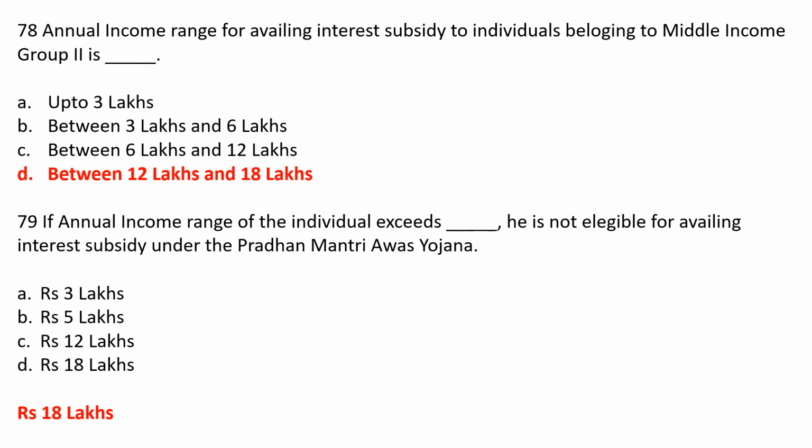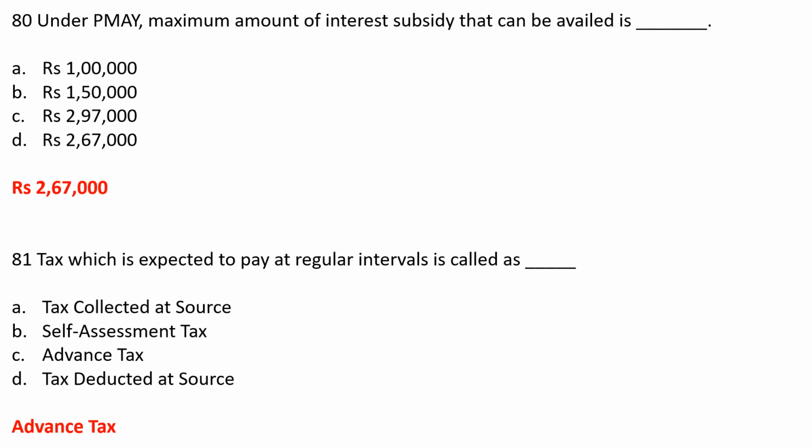If the annual income of an individual exceeds dash, he is not eligible for availing interest subsidy under the Pradhan Mantri Awas Yojana. Here the amount is 18 lakhs. So once the annual income of an individual crosses 18 lakhs, he is not liable for any interest subsidy under the Pradhan Mantri Awas Yojana. Otherwise, the lower income group and middle income group can avail the subsidy till 18 lakhs.